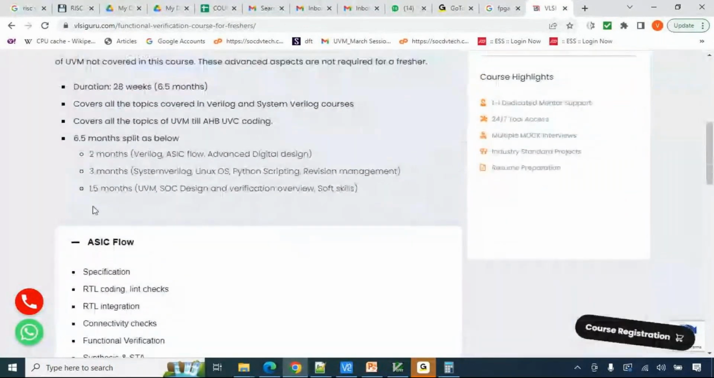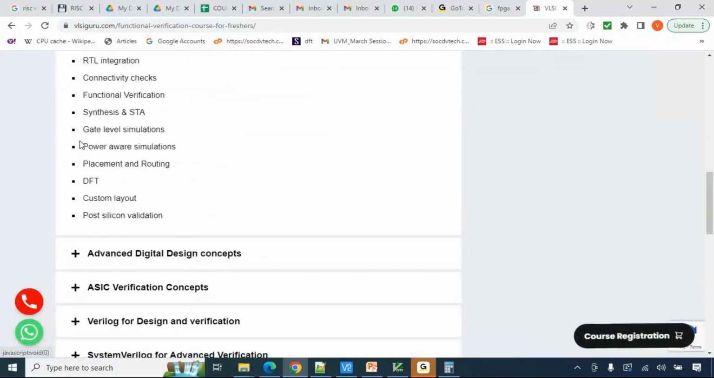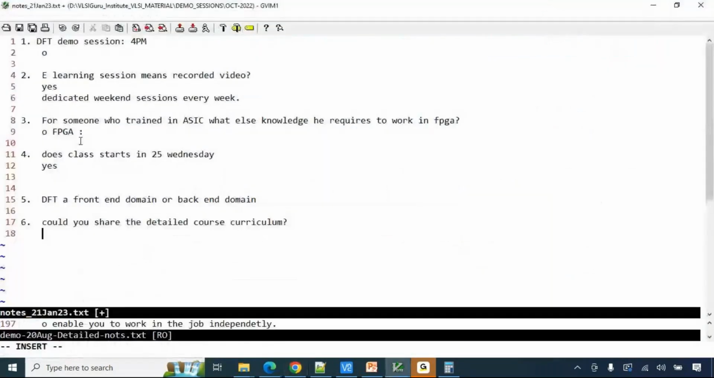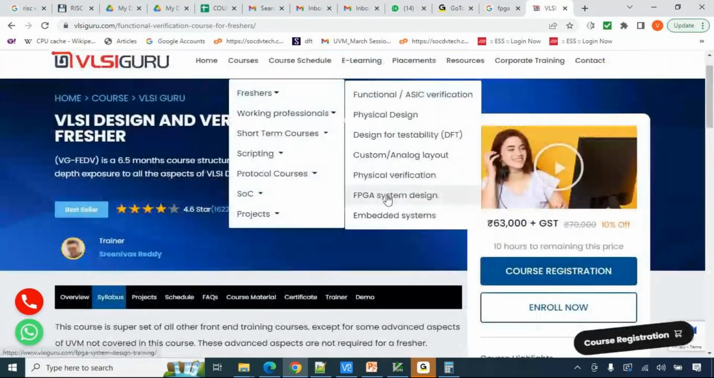Actually, it's not even 6.5 months. Now I would call it as 7.5 months. But the point is, you don't need to worry about that 7.5 months duration, because you are ready for the job by 5 months. Remaining 2.5 months is that additional support to make sure that you do well in the job, right? So here you will get the detailed syllabus for each and every topic. Like that, similarly, you can check for every course, FPGA, physical design. Every course you can go and check. Even for design for testability, you can check.